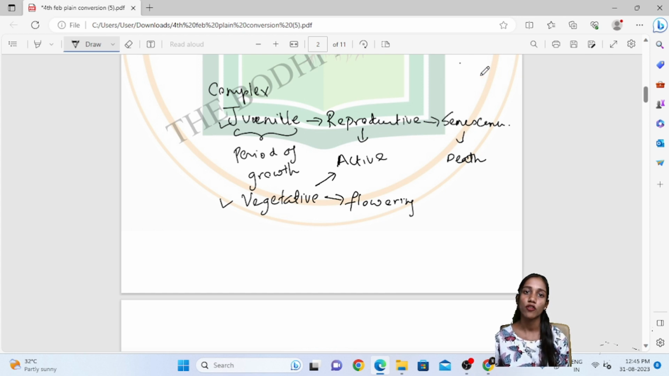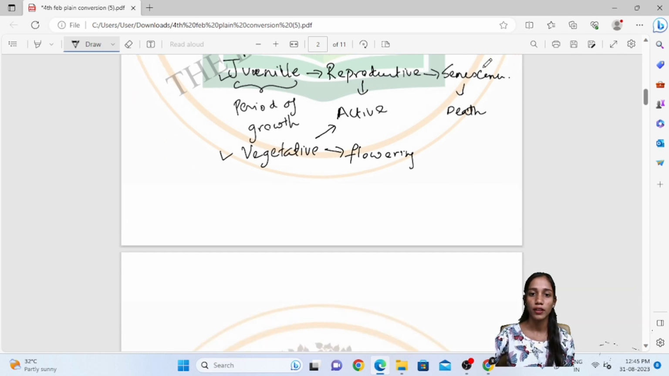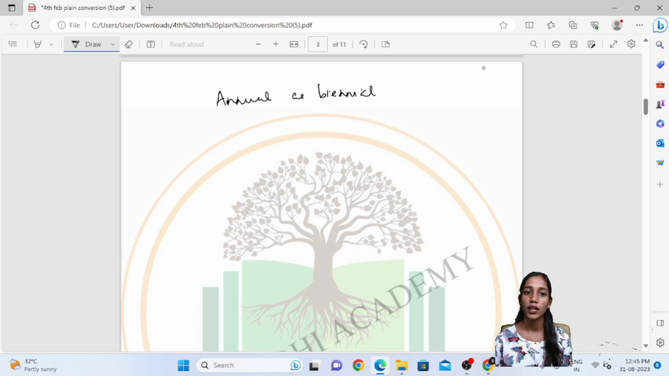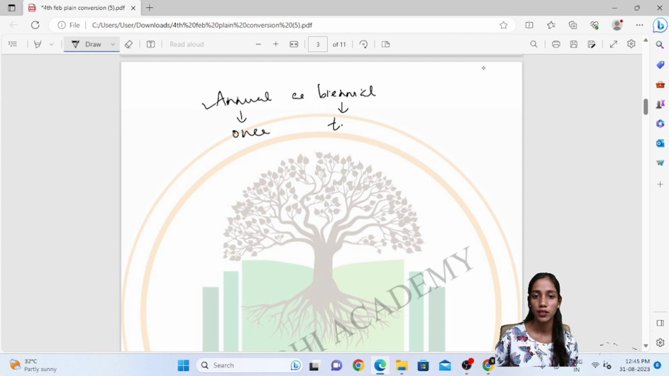Now these flowering patterns are not common in all the plants. It is not the same in all plants, and in some plants it is not fixed. Based upon their flowering or reproductive phases, the plants are classified into annual and biennial. In the annual phase, the plant flowers only once, means it is reproductively active only once in a year. The flowering happens only once in a year. In the biennial phase, the flowering happens twice a year.